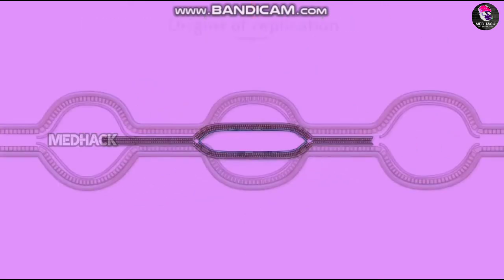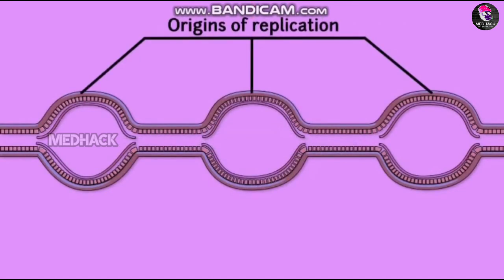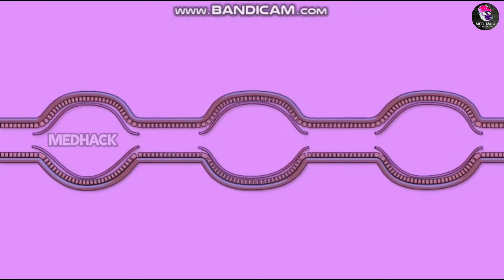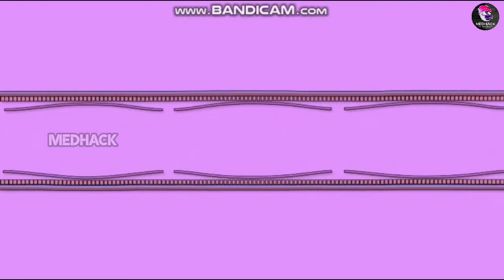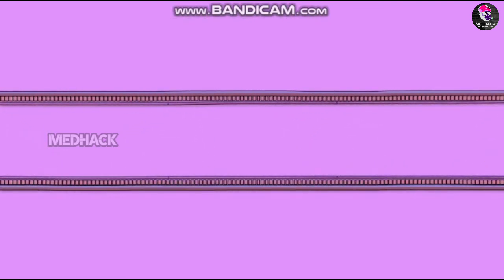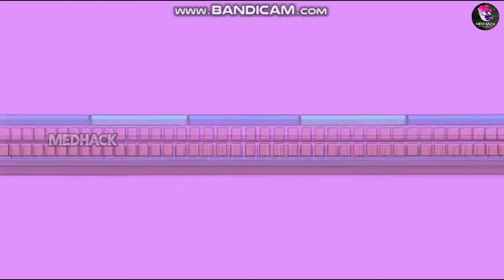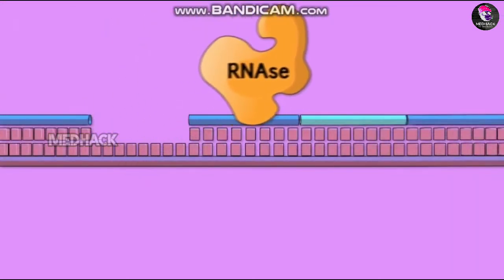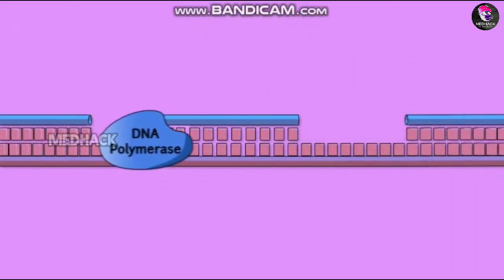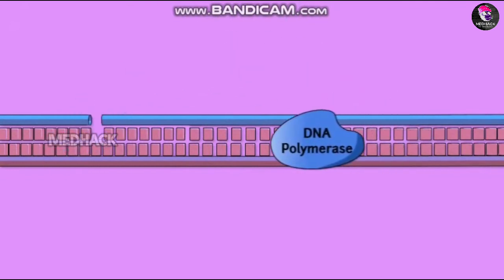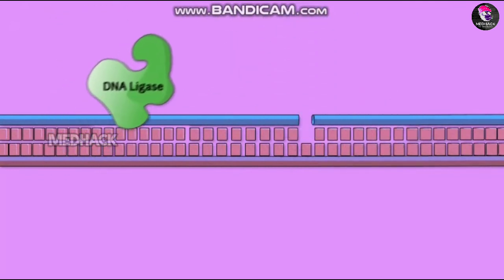Interestingly, various origins of replication exist on a linear eukaryotic chromosome, and replication terminates when their associated spheres coalesce. Primers are then eliminated via enzymes like RNase and swapped for DNA. Afterwards, DNA ligase attaches any segments.